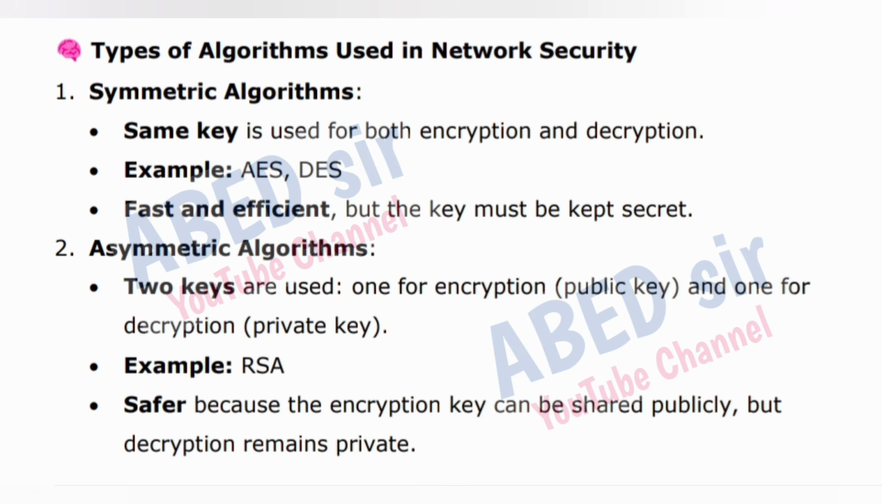Types of algorithms used in network security. 1. Symmetric algorithms. The same key is used for both encryption and decryption. Example: AES, DES. Fast and efficient, but the key must be kept secret. 2. Asymmetric algorithms. Two keys are used, one for encryption, the public key, and one for decryption, the private key. Example: RSA. Safer because the encryption key can be shared publicly, but decryption remains private.